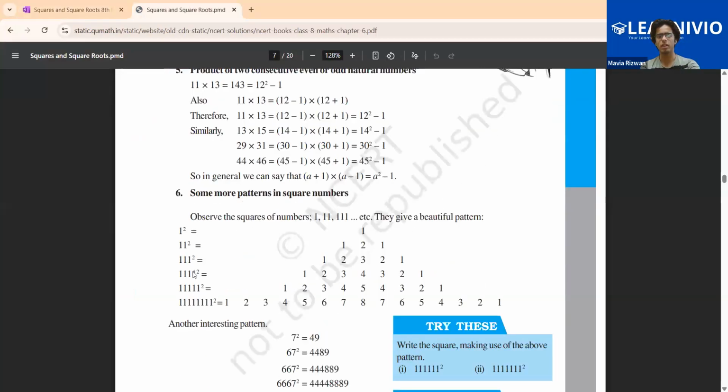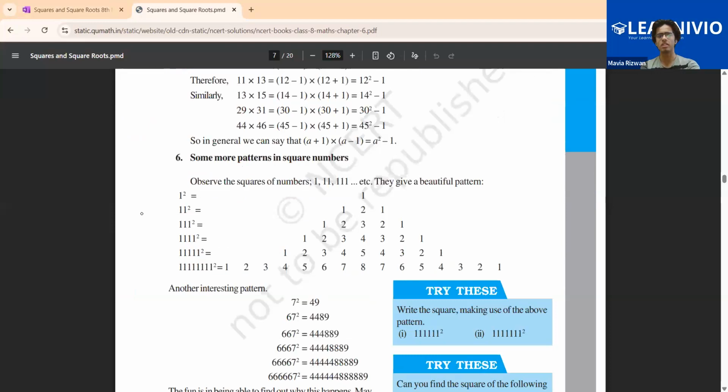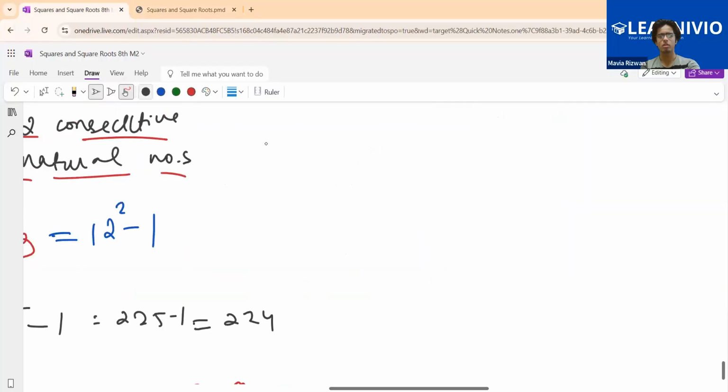Okay, now the next one is again easy. All these patterns are easy, you don't need to worry about them. The sixth one is, see this. I'll explain it to you, so you understand it by yourself also.